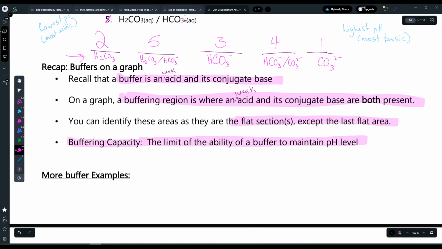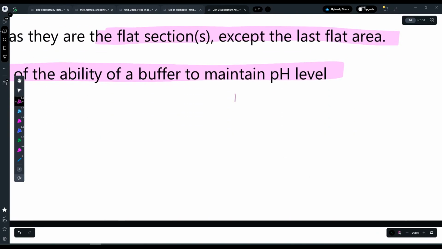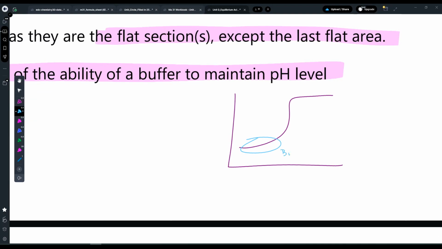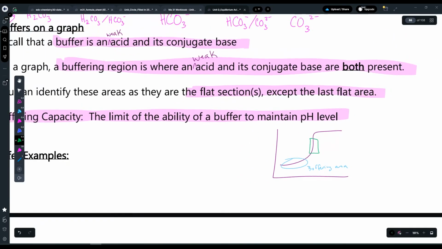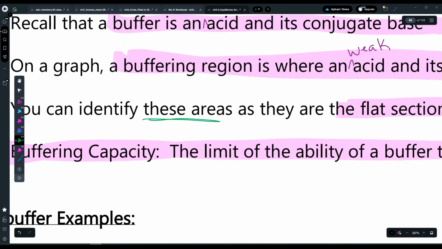For buffering capacity, I mentioned that earlier. That's the limit of the ability of a buffer to maintain a pH level. So if I drew just a little sketch of a titration curve, here we would call that the buffering area. Now here, where we have this very large jump in pH, that would be when the buffer has reached its buffering capacity. Basically what's happened here is we've added so much base that the buffer can no longer resist changes to pH, and that's why we get this giant jump in pH. So when it says these areas, we mean buffering areas.